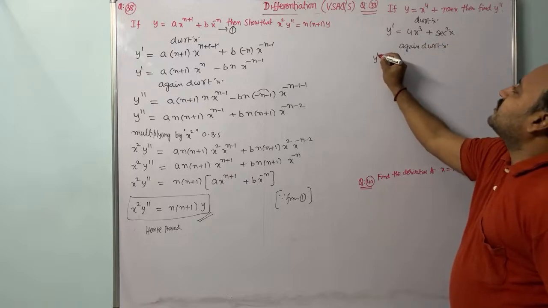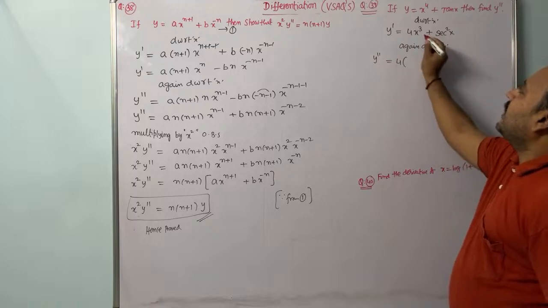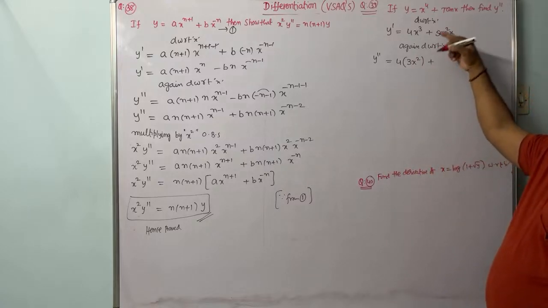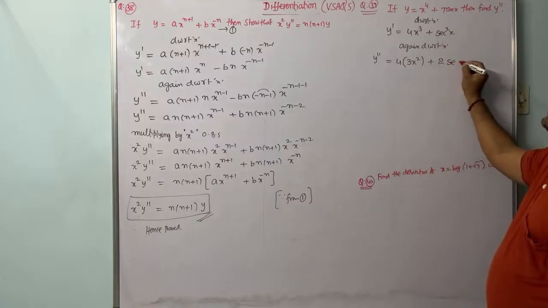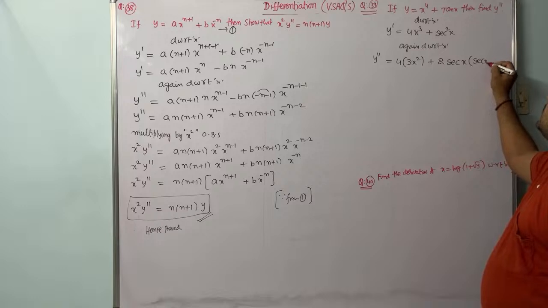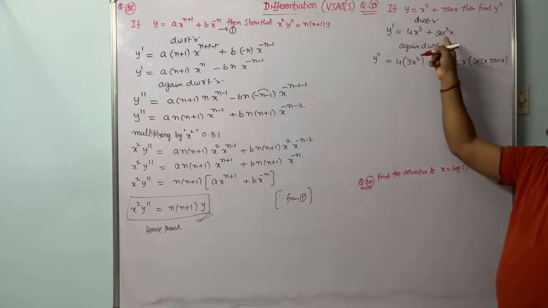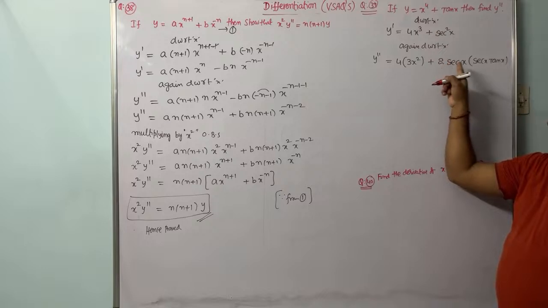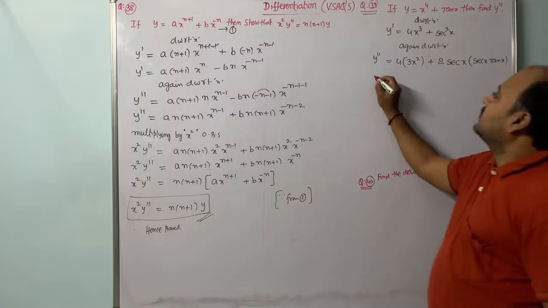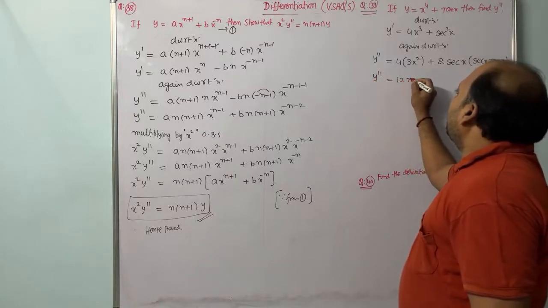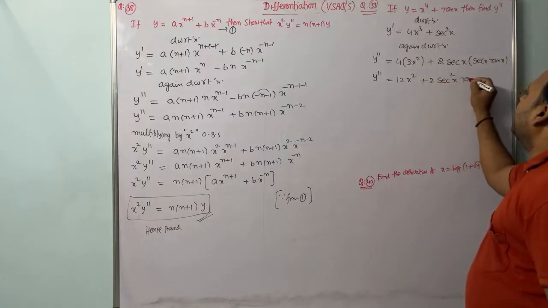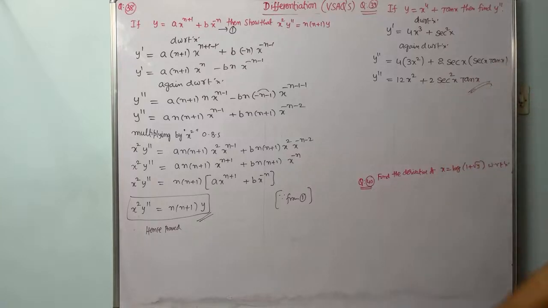So y dash derivative is y double dash: 4 constant, d by dx of x cube, 3x square, plus d by dx of secant square x. Power n rule: 2 into secant power 2 minus 1, which is secant x. Again the secant x derivative is secant x into tan x. Once again I repeat, d by dx of secant power n x means n into secant power n minus 1 x, and d by dx of secant x is secant x tan x. So y double dash equals 12x square plus 2 into secant x, secant square x into tan x. This is the y double dash value.